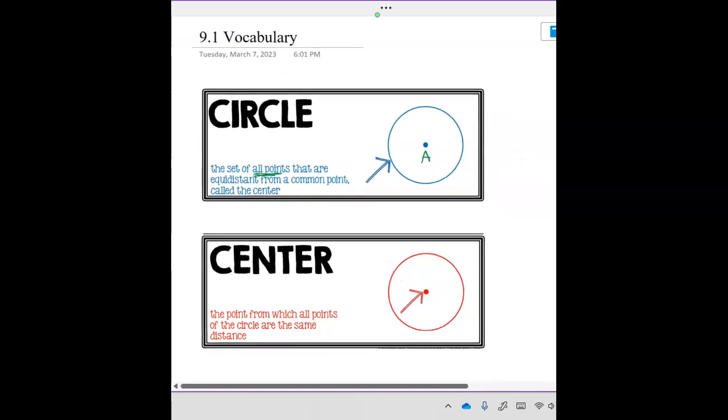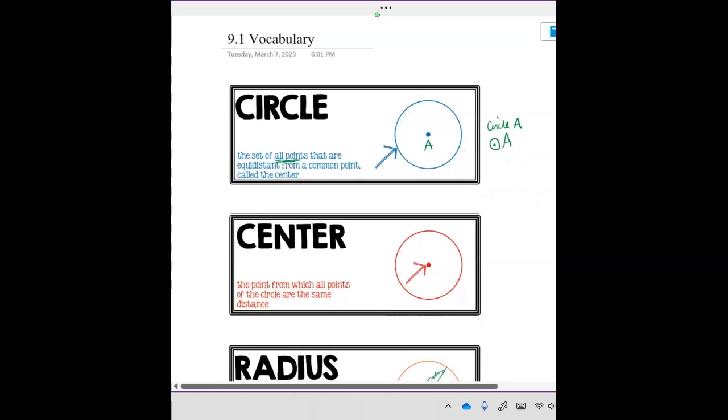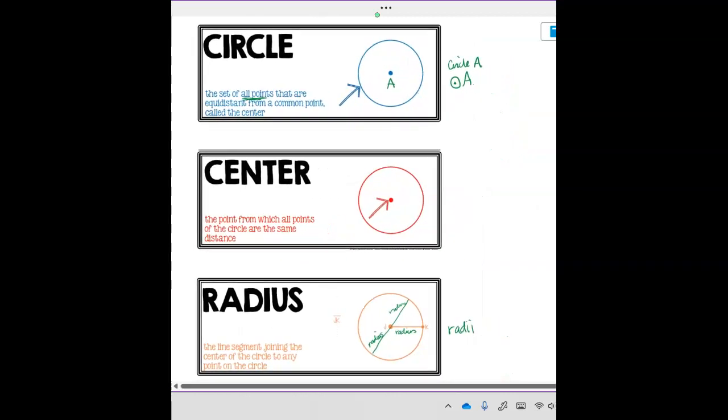Many times we could call that circle A, denoting the name for it, and that A just specifies the center. Another thing is we can use the symbol for a circle, which is just a circle with a center in the middle, and we could call that circle A. So we do have that symbol so you can abbreviate and not have to write out the word circle.